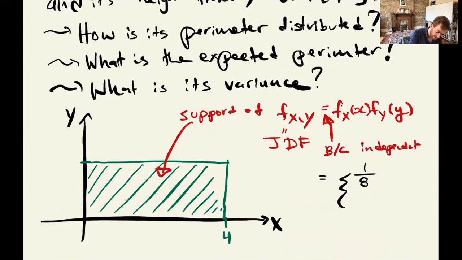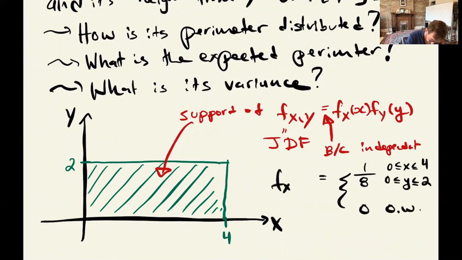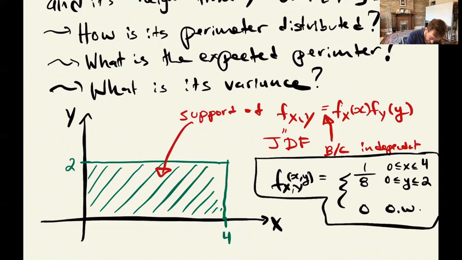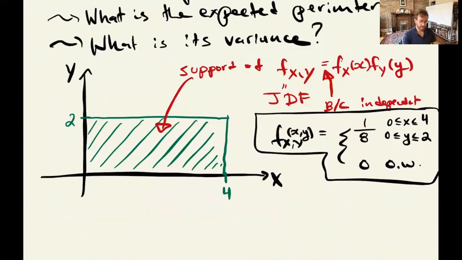So it's sort of easy to see that because my height here is 2 and my width here is 4, this has area 8. So then 1/8 is the correct probability. This is for x between 0 and 4, for y chosen between 0 and 2. It's going to be 0 otherwise. So this is our JDF. That's always going to be step one. Step one is going to be find the JDF.